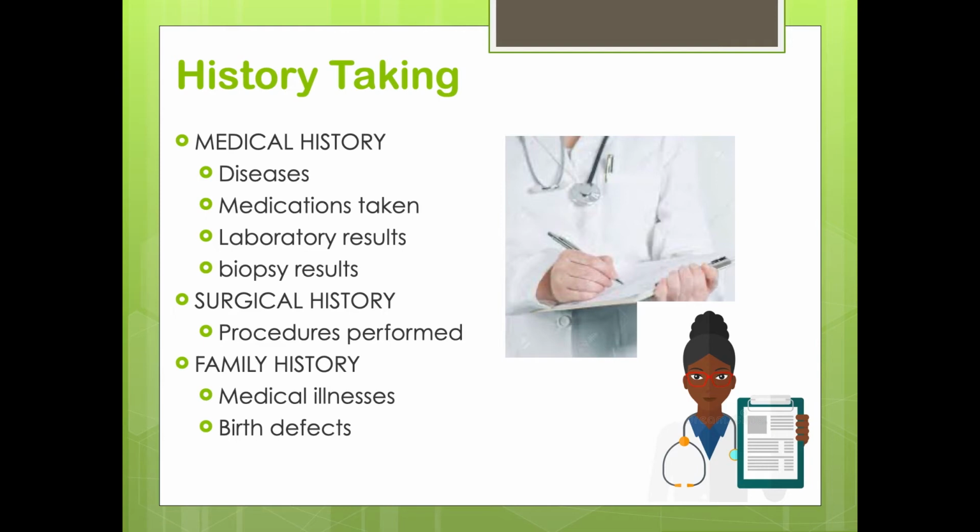Okay, you ask for the family history. Are there any other medical illnesses in the family? Presence of diabetes, hypertension, history of cancer, that may have genetic predisposition. Birth defects also, like are there any congenital heart disease, in both sides? Presence of cleft lip and palate.